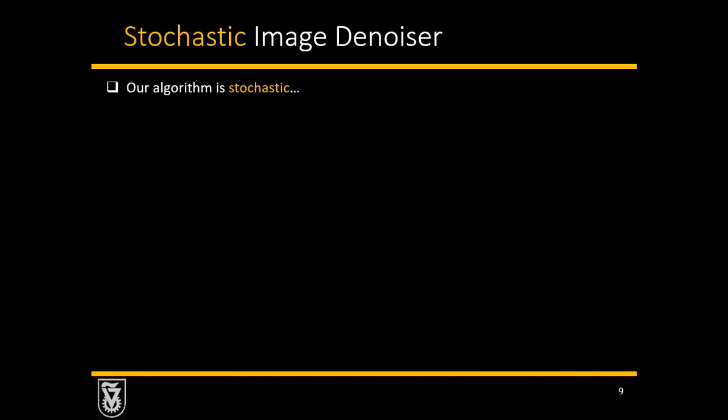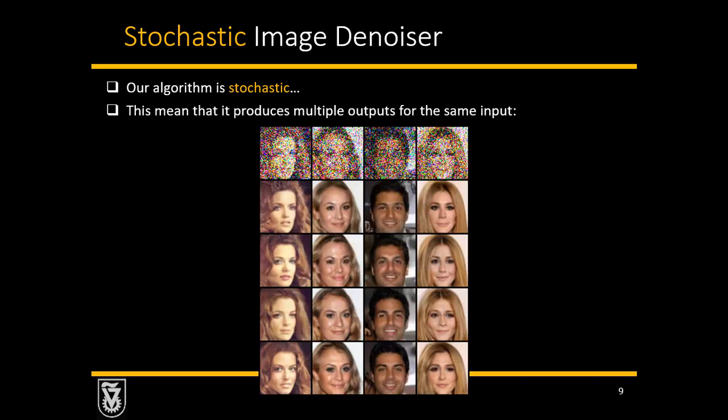And we do mention that our algorithm is stochastic. It gives a sample from the posterior distribution. That means it can produce multiple outputs for the same input. Here, the first row is the input, and the rest of the rows are just different outputs of our algorithm. You can see the difference in the fine details, such as the hair and the eyes of each of these faces.